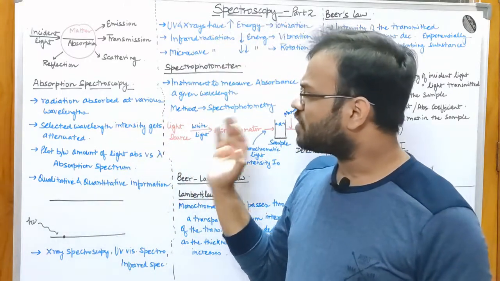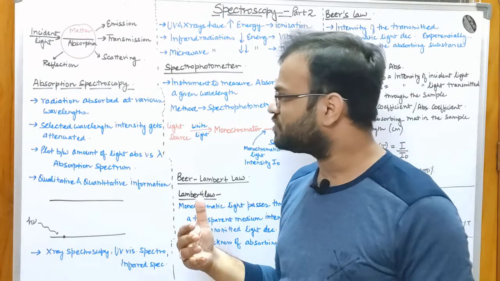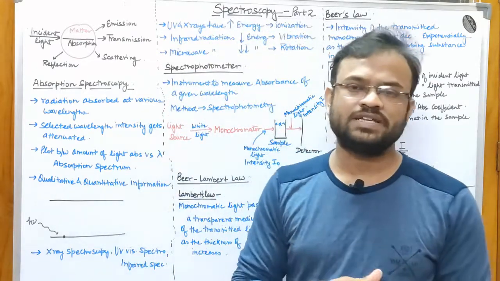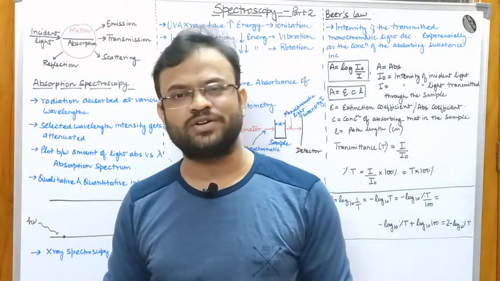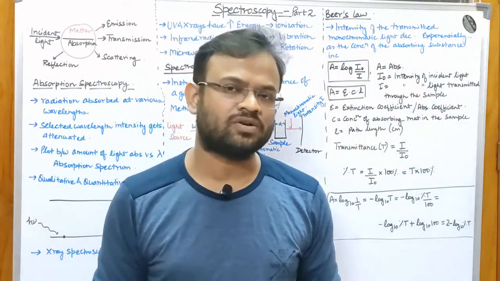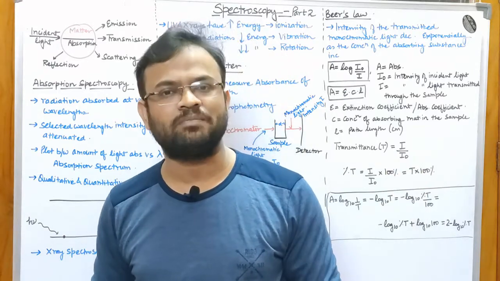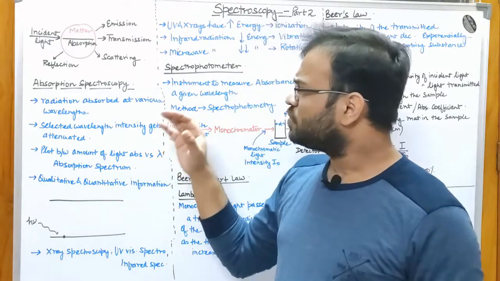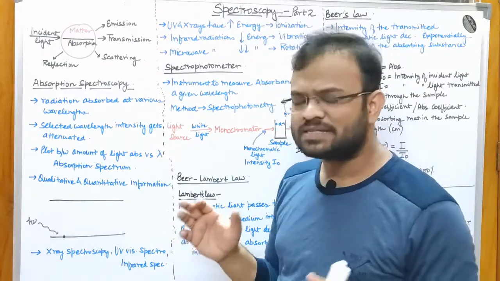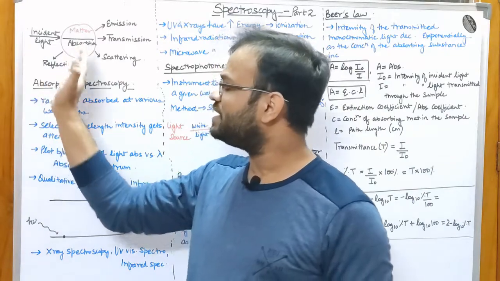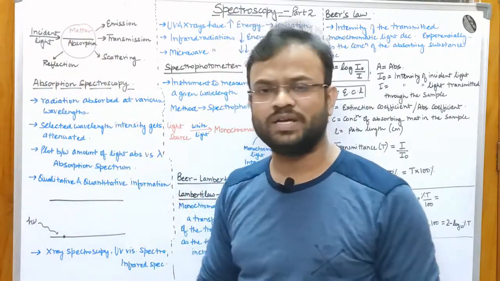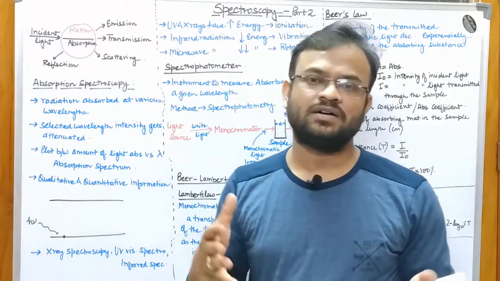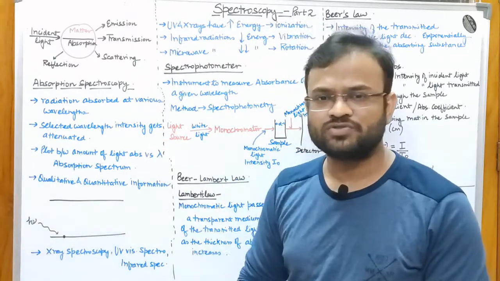Now, I would be talking about different types of spectroscopy as the series progresses. In today's lecture, I would be focusing on absorption spectroscopy and an application of that also. We would be talking about Beer Lambert Law in today's lecture. So what is absorption spectroscopy? As the name suggests, whenever the incident light is interacting with the matter in such a way that it is absorbed, then this comes under the regimen of absorption spectroscopy.